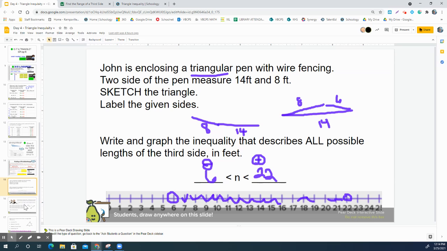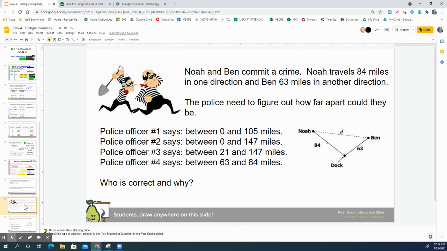Scandalous, I know. Slide 16. Ben and Noah committed a crime. Oh, we don't know what crime they committed. They're not being very school appropriate, though, with that shovel.